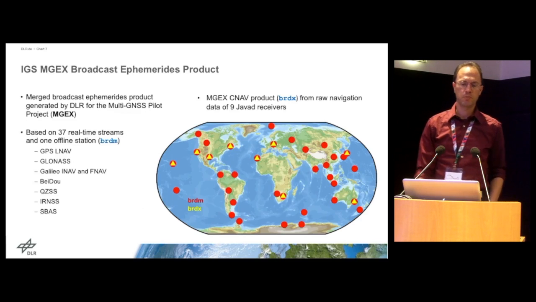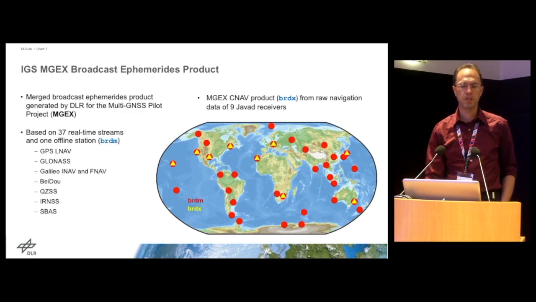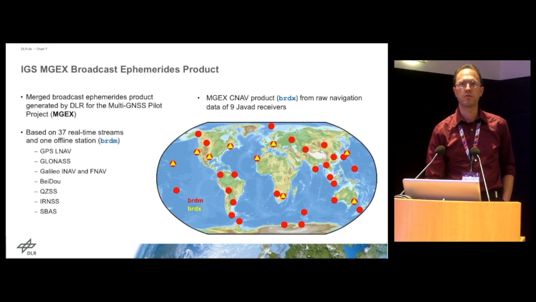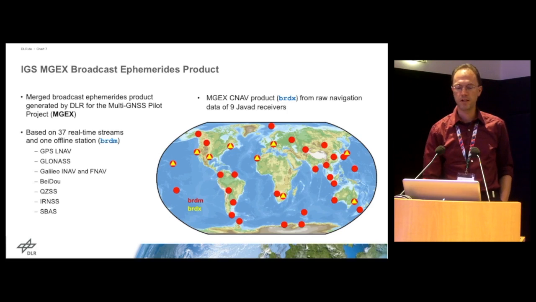The broadcast ephemeris product we use is the IGS MGEX product. It's generated on a daily basis. We have 37 real-time stations and one offline station covering all GNSS signals, and we also have an additional product for the civil navigation, for the CNAV message of GPS. So 9 Java receivers, these yellow triangles you see on this map, contribute to this CNAV product.